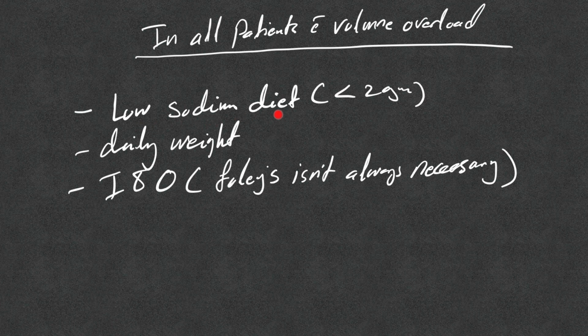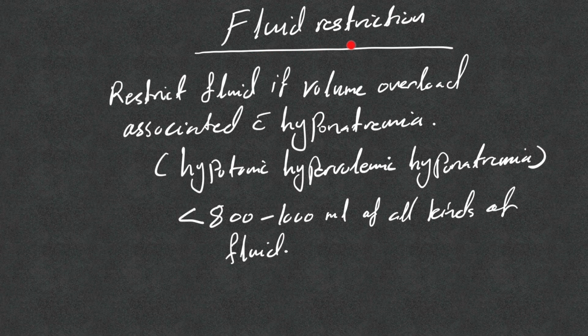Now, in all patients with volume overload, when we diurese them, we must put them on a low sodium diet, strict low sodium diet, less than 2 grams a day. We must obtain daily weight, and we must have strict I's and O's. Foley catheters are not always necessary to do that. How about the use of fluid restriction in volume overload?